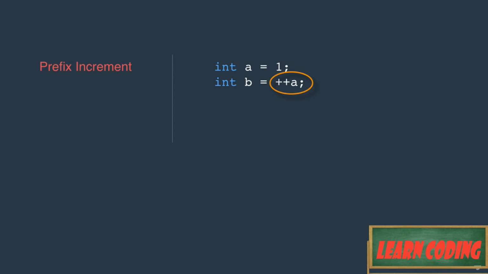So in this example, in the second line, first a is incremented by 1, and then it's assigned to b. So after the second line, both a and b are going to be 2. So be aware of this difference.